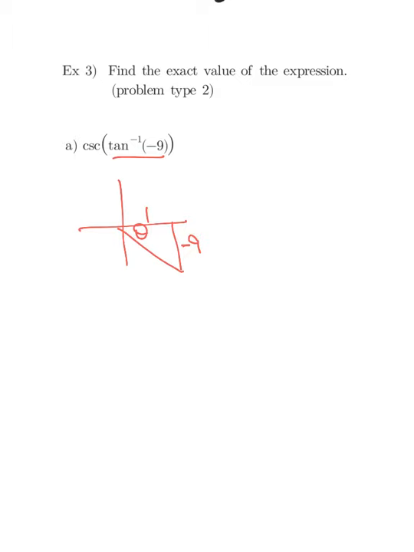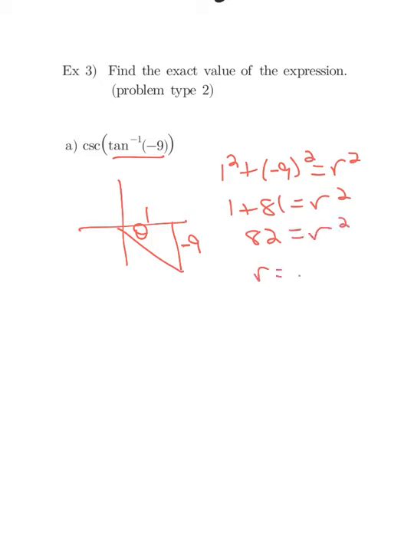Now do Pythagorean theorem to find the r value. So you will have 1 squared plus negative 9 squared equals r squared. 1 plus 81 equals r squared. 82 is r squared, so r is the square root of 82. I didn't write down the plus or minus because r must be positive. So r is the square root of 82.